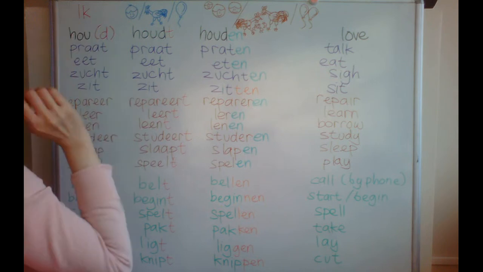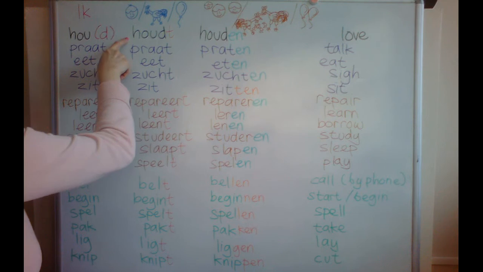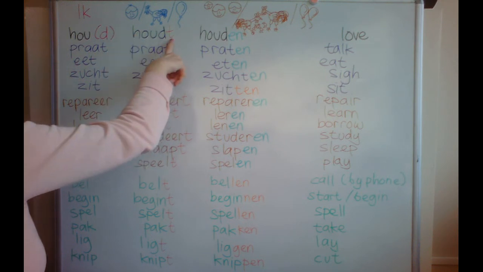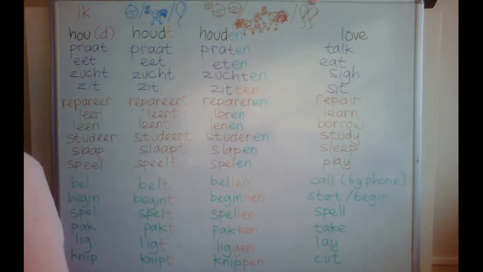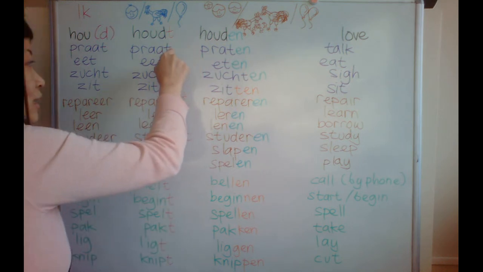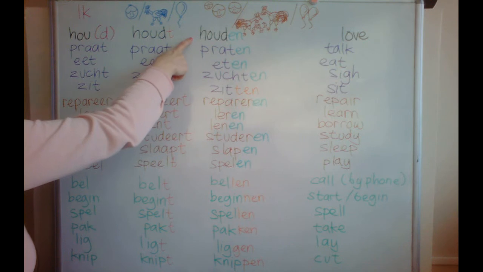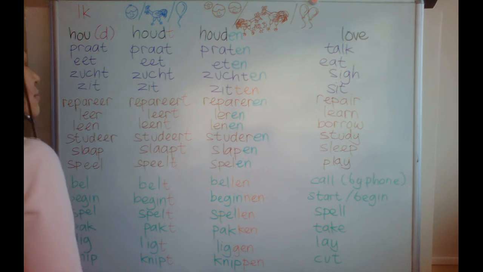And for subject that consists of one, you say hout. You put T at the end of the verb. Hout. And for subject that consists of more than one, houden. We love you. We houden, or wij houden van jou.